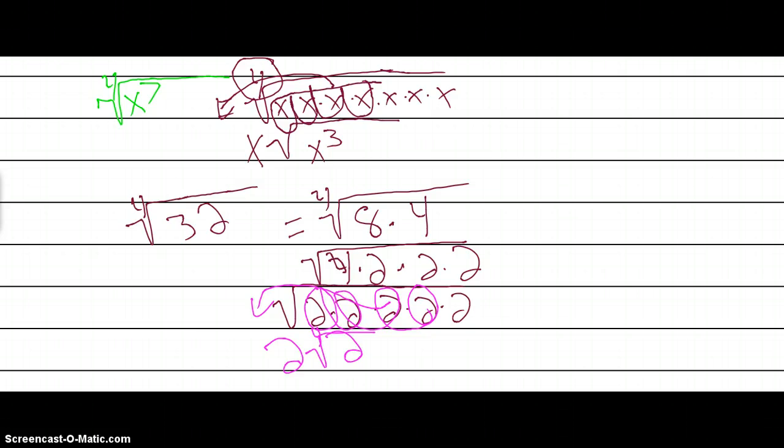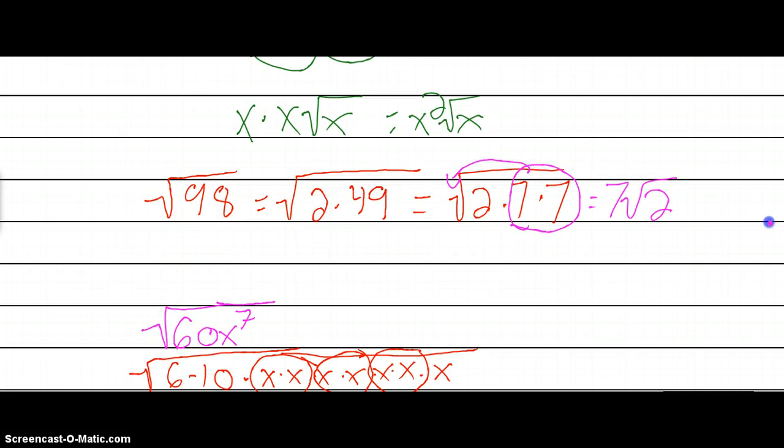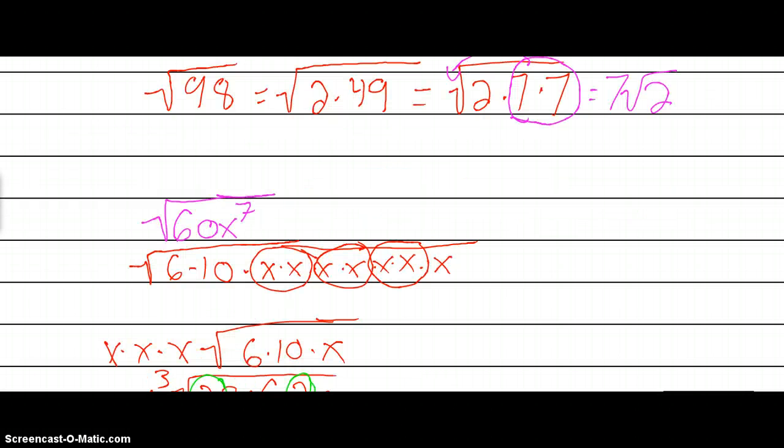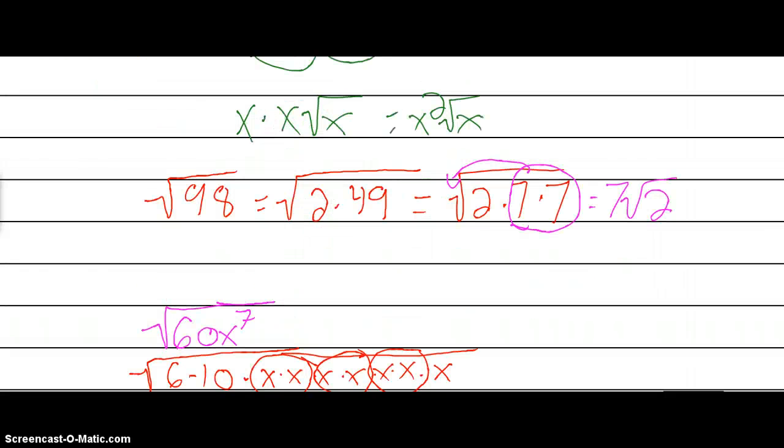Just remember, you cannot have a square root in the denominator. So to get rid of it, you have to multiply it by the square root. And what you do to the bottom, you do to the top.